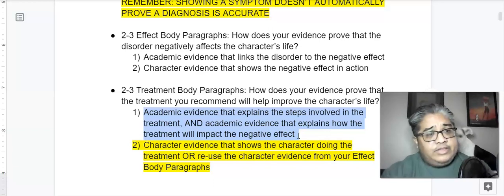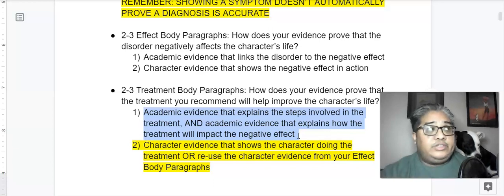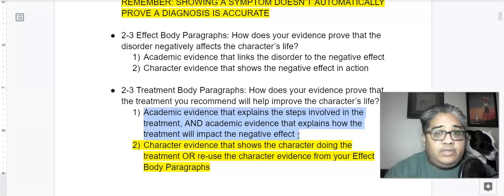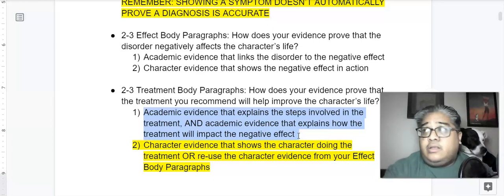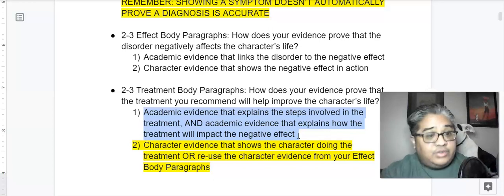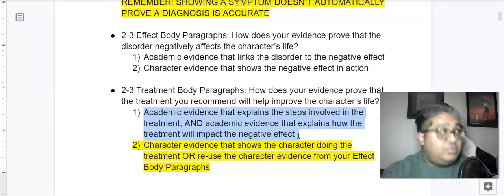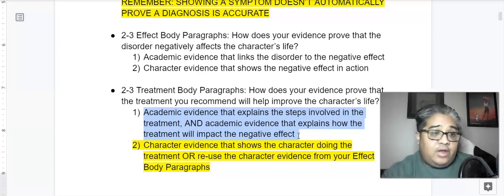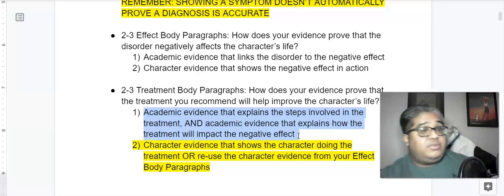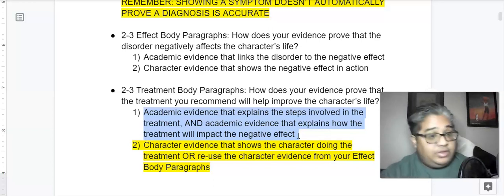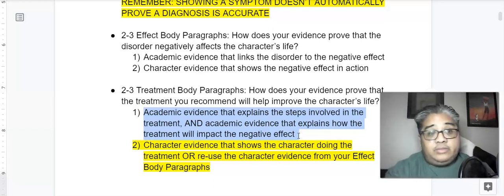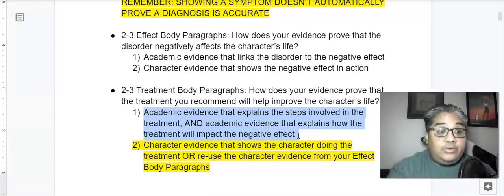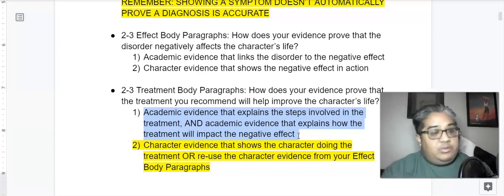An example from a previous semester, I had a student writing a research paper about PTSD, post-traumatic stress disorder, and they chose a character from the TV show Grey's Anatomy, and that character actually went to therapy to help him with his PTSD. So there were scenes from episodes of that TV show that showed the character in therapy doing the treatment that was recommended by the writer, by the student who was writing their research paper. So they could use those scenes in their treatment body paragraphs.